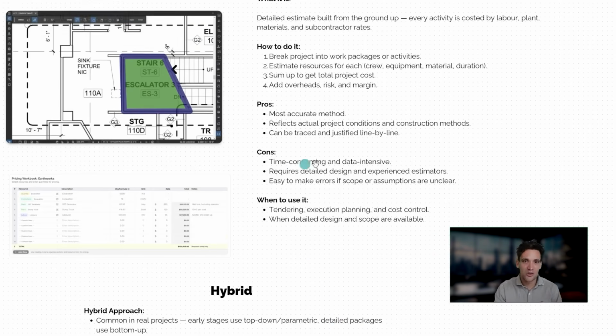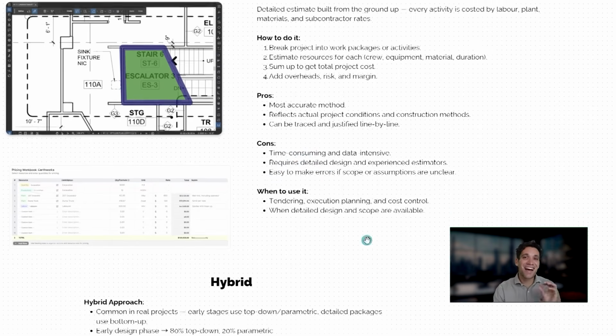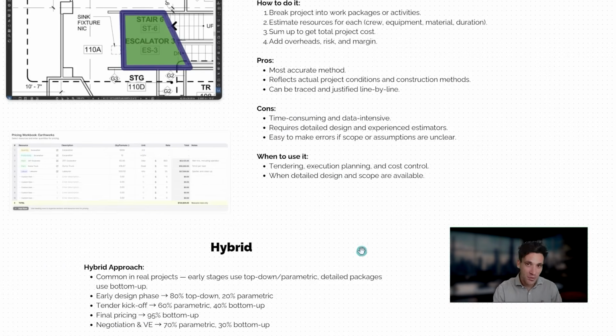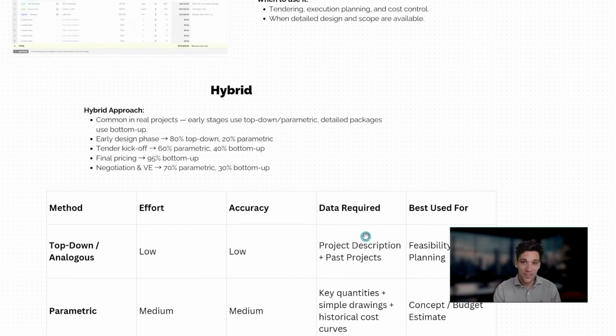The thing I really like to do is your bottom-up price should roughly match your parametric estimate. And if it doesn't, you need to understand why. Maybe the input data or the rates you've got from historical projects aren't accurate. You really need to understand why they're not the same.